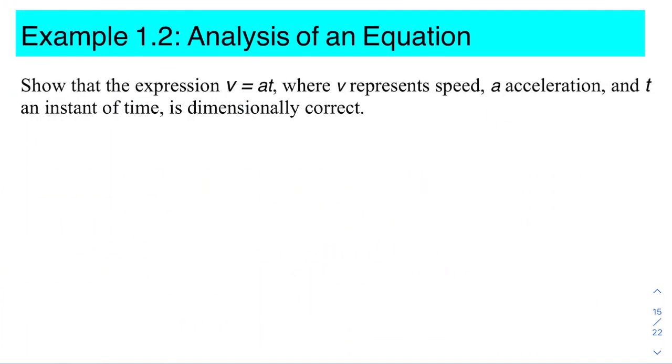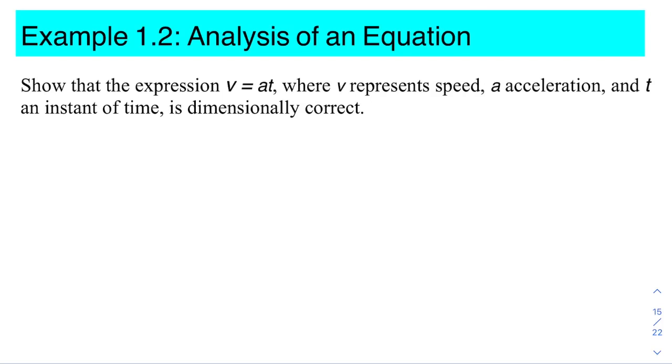So example 1.2, analysis of an equation. Show that the expression V equivalent to AT, where V represents speed, A acceleration, and T an instant of time, is dimensionally correct. So this is the first purpose of using dimensional analysis just now, to check the homogeneity of an equation, or to check the unit of an equation. Is it correct or not? Or dimensionally correct or not? Right.